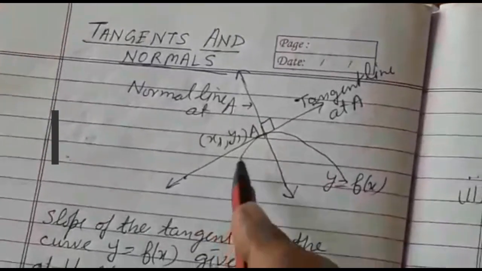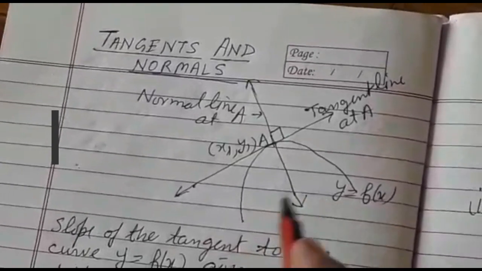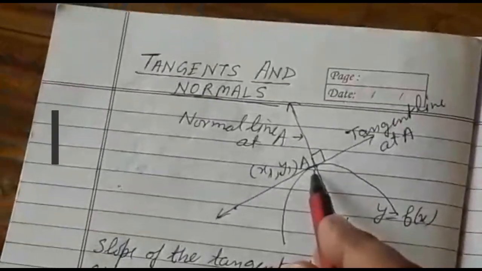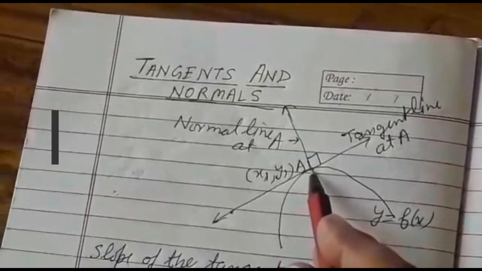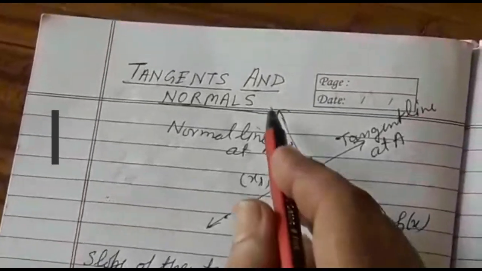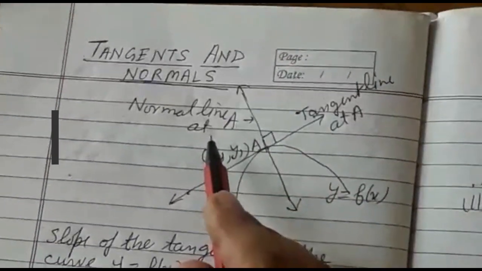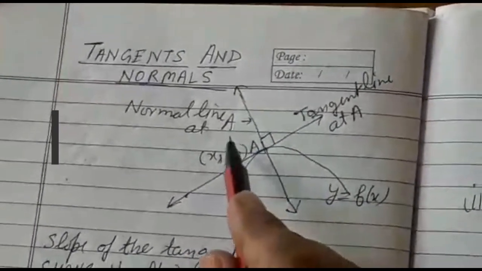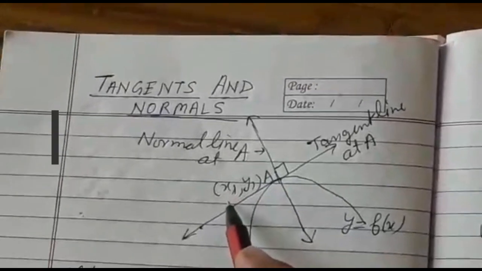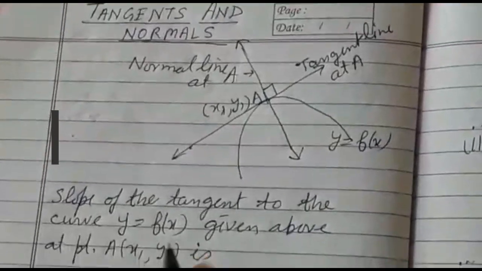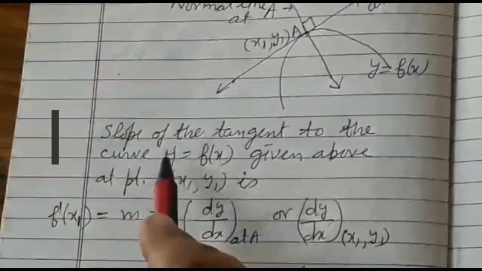So here y = f(x) is a curve, and this is the tangent line. It is touching the given curve at A, and at point A this line is making a 90-degree angle with the tangent, so it is normal to this line, and the point A has the coordinates (x1, y1). Now we are coming to the next form.